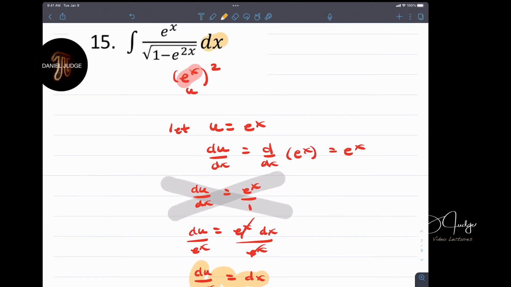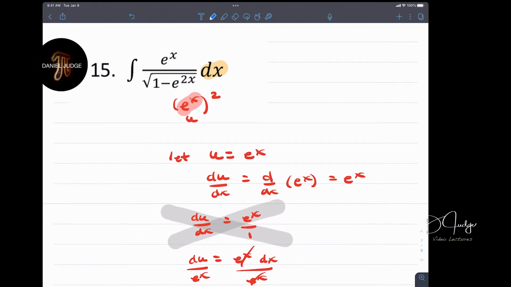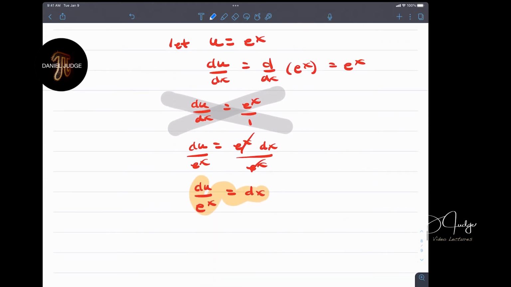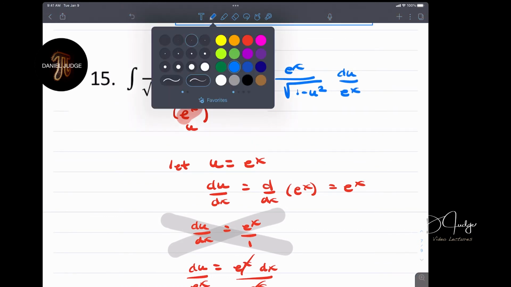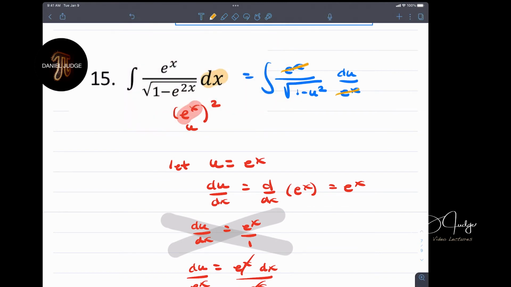So there's that dx. Okay, so when we do our substitution, we have e to the x here over square root 1 minus that u squared, because e to the 2x is e to the x squared, right? So, okay, now we know what is dx. It's going to be du over e to the x. So I get to cancel. And you end up with the integral 1 over square root 1 minus u squared du.